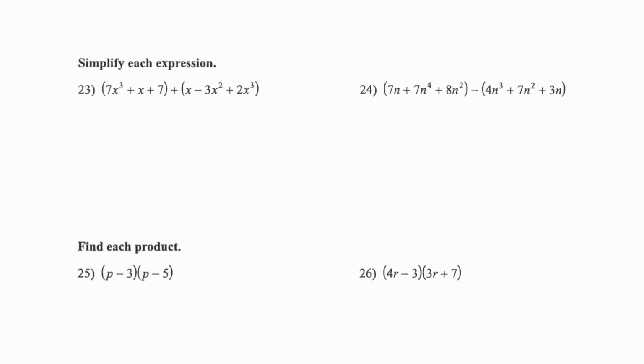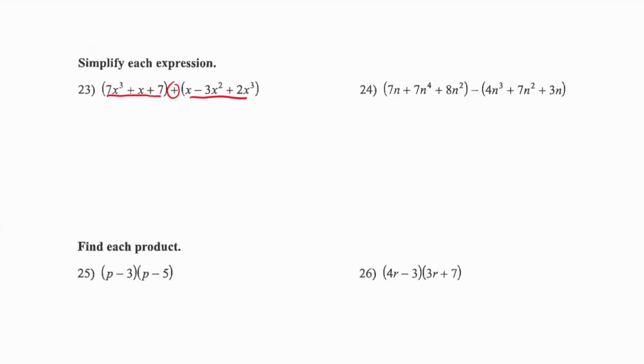All right, now we've got some operations with polynomials. 23 is adding. I know that it's adding because of the plus sign in between. The way these problems are designed is it's intended to make you think this is a polynomial and this is a polynomial, and I am adding those polynomials together. This is not where you do some kind of fancy distributive property thing. We just want to actually find like terms.